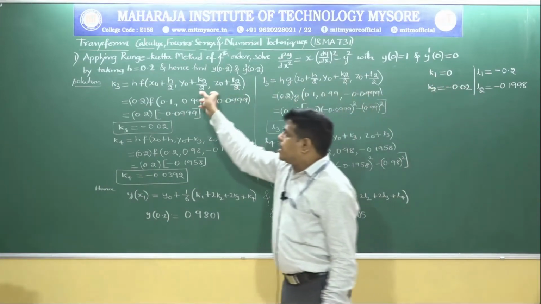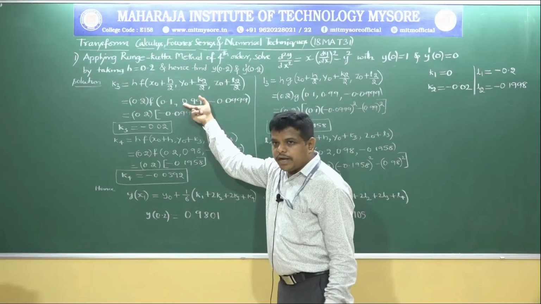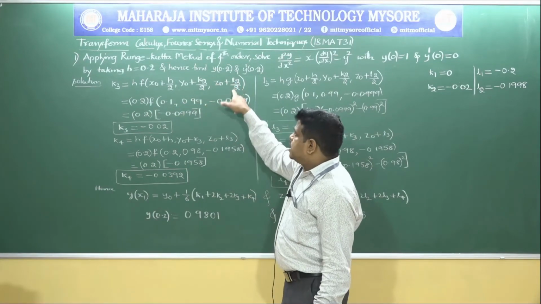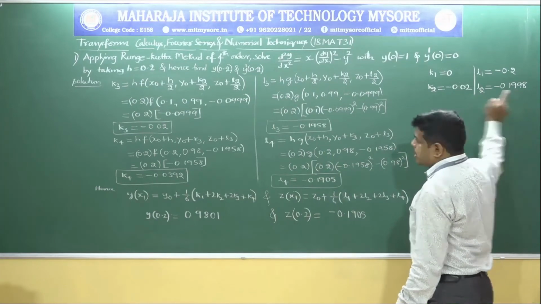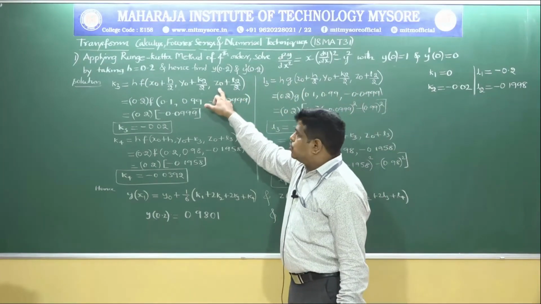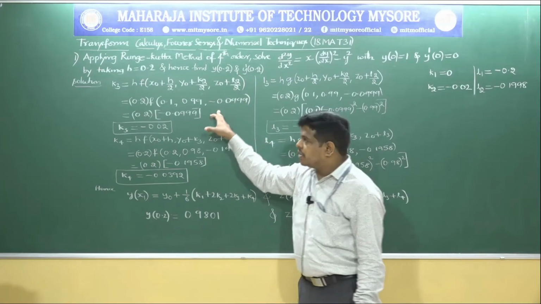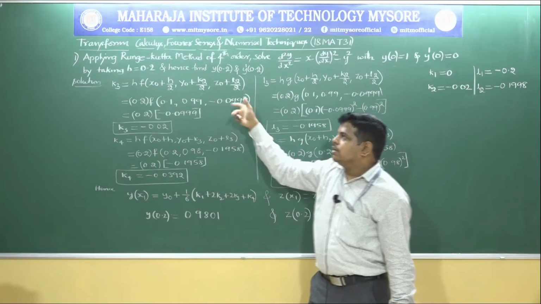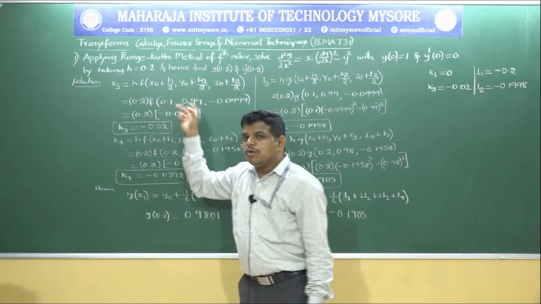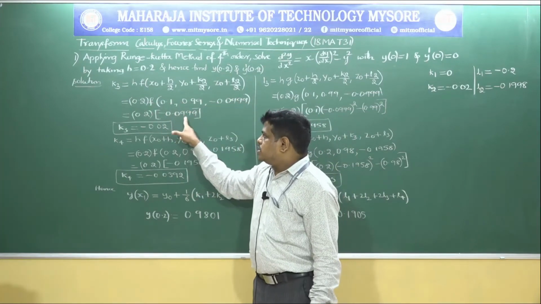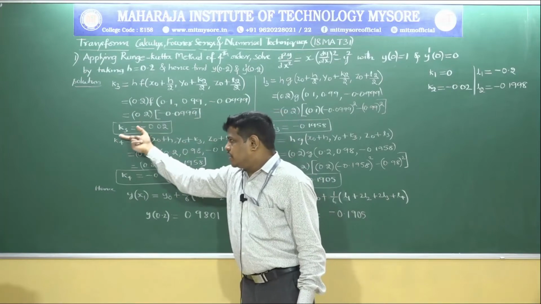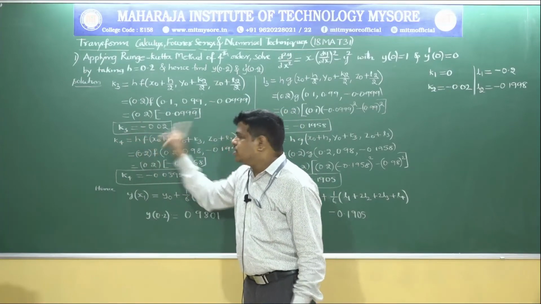Minus 0.02 divided by 2 plus 1, you end up with 0.99. Next, Z0 plus L2 by 2. Again, I have written the L2 value here. L2 is minus 0.1998. Z0 is 0. Next, dividing by 2, we get minus 0.0999. Next, since we know that f of x comma y comma z equals z, that is the z value is minus 0.0999, into 0.2. Here we get K3 as minus 0.02.